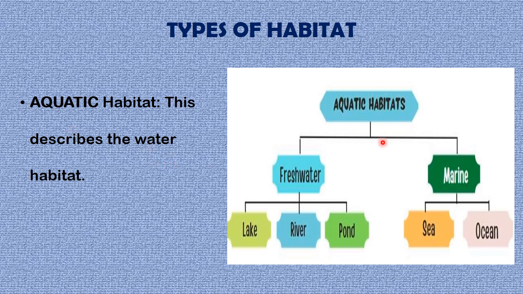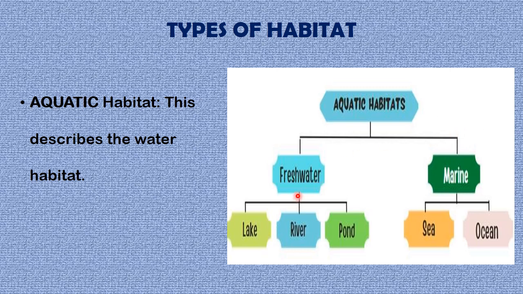We have basically two types of habitats: the aquatic habitat and the terrestrial habitat. But we're going to be looking at the aquatic habitat first. What is the aquatic habitat? It describes the water habitat, and you can see the examples of aquatic habitat here. We have two divisions, which are freshwater habitat and marine habitat.